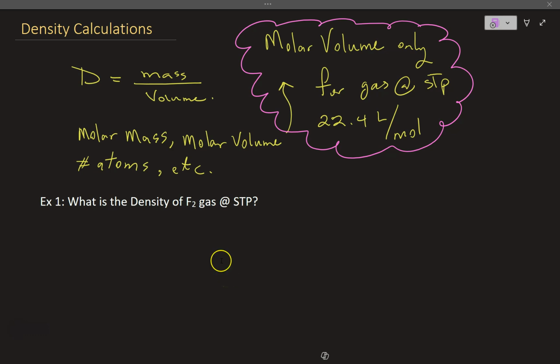Good day to you. Density calculations. That's what we're going to do today. It is part of the molar mass, molar volume, number of atoms, and all of that included with the density calculation that we're going to use.